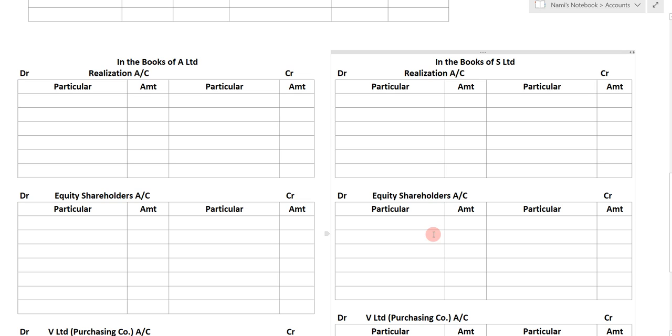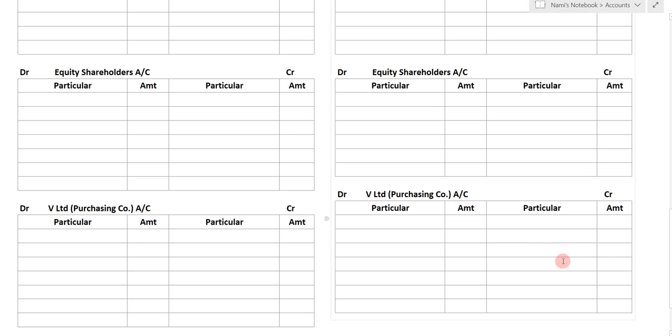In order to close the books of A Limited and S Limited, we have to prepare separate accounts, and on top you have to mention in the books of A Limited and in the books of S Limited.